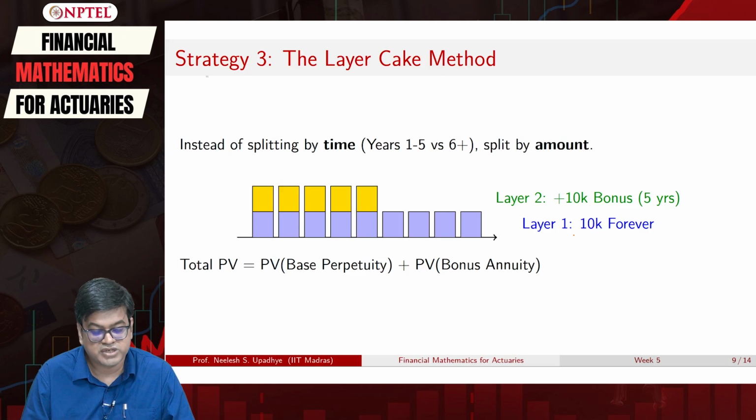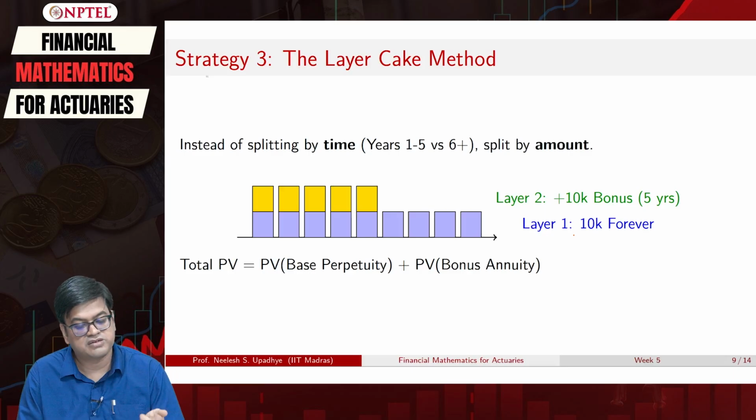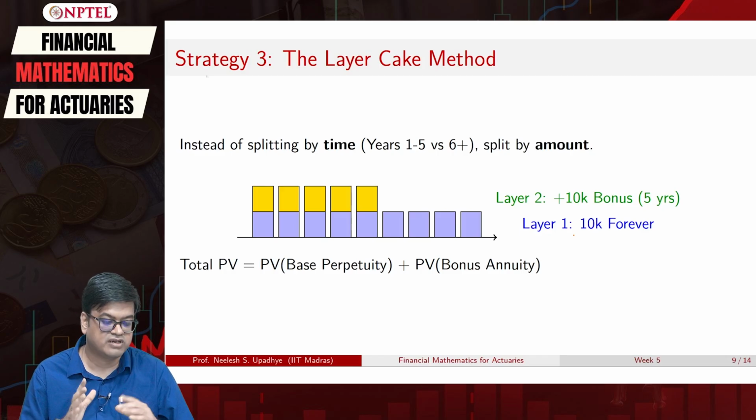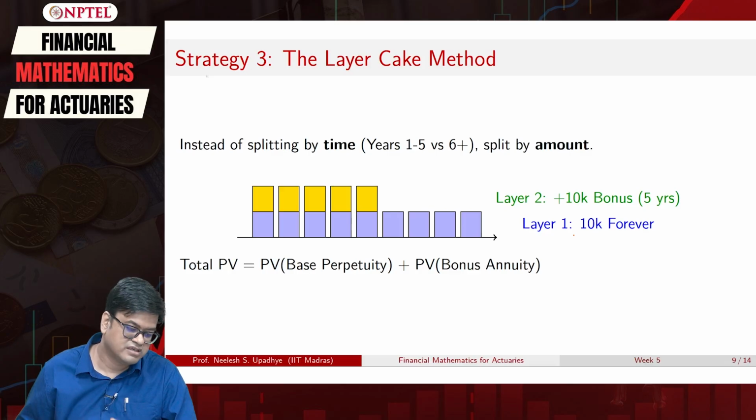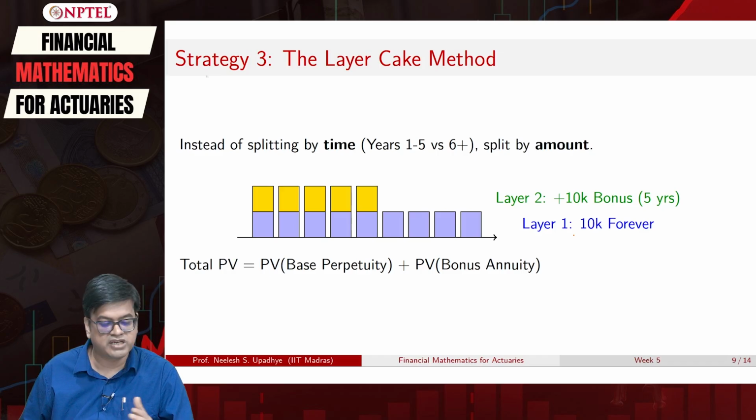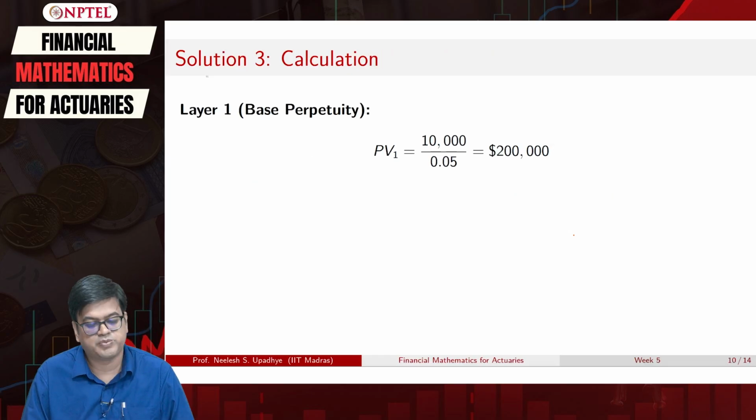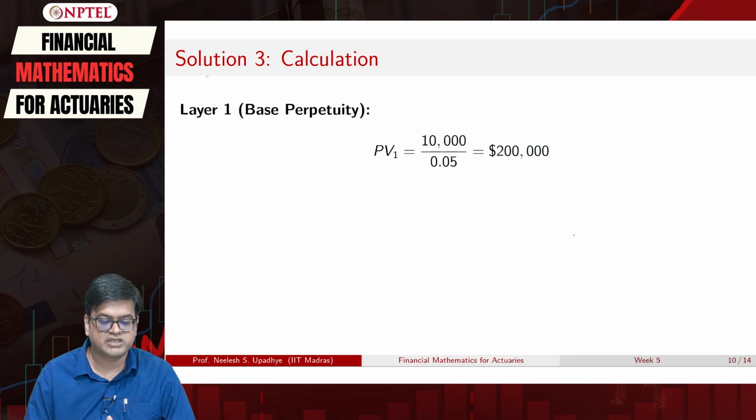So how to calculate the present value? So present value will be present value of the base perpetuity, which is in blue, and present value of the bonus annuity, which is in yellow. Okay. So we will calculate these two and we will sum them up. That gives me the total present value, which is a very straightforward and clean calculation. You do not have to actually remember any other formula than formulas for perpetuity and annuity. Okay. So let us look at the base perpetuity. 1 by i, 5% was the interest rate, 10,000 by 0.05, you need 2 lakh.